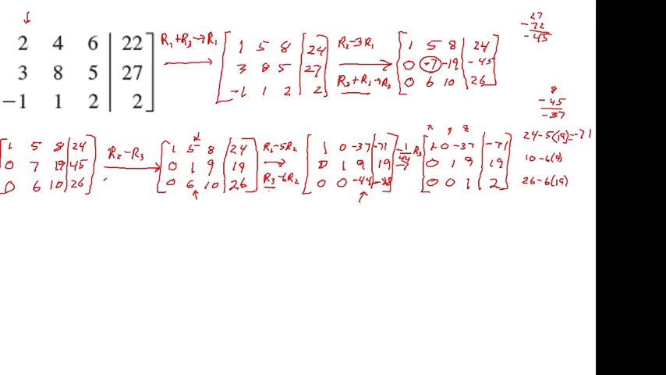Row 2 minus 9 times row 3. And for row 1, we'll do it at the same time. It'll be row 1 plus 37 times row 3, because negative 37 plus 37 is 0. Okay? So row 1 plus 37 times row 3.